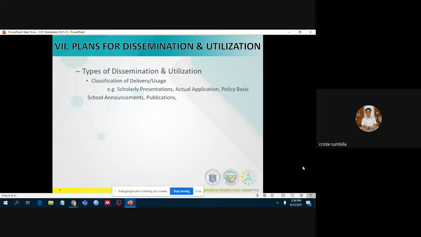or actual application, or we can have it also presented or disseminated in school announcements or publications, where researchers can share their research findings and gather new inputs and discuss policy options based on the research results. So as mentioned, researchers may also use school announcement and publications for wider dissemination and potential archival of our completed research.